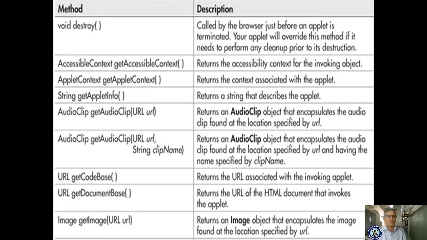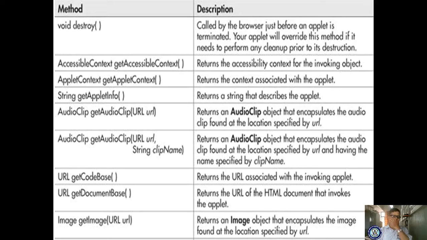This question is asked for 5 marks. Void destroy method. Already we are familiar with the void destroy method. What are we going to do with this destroy method? It is called by the browser just before an applet is terminated. If you want to stop the complete action of your applet before closing the window, then we have to call the destroy method. Your applet will override this method if it needs to perform any cleanup prior to its destruction. It acts as a destructor.